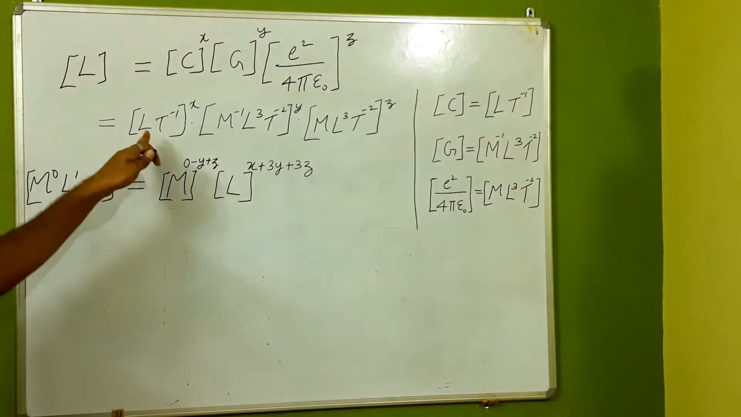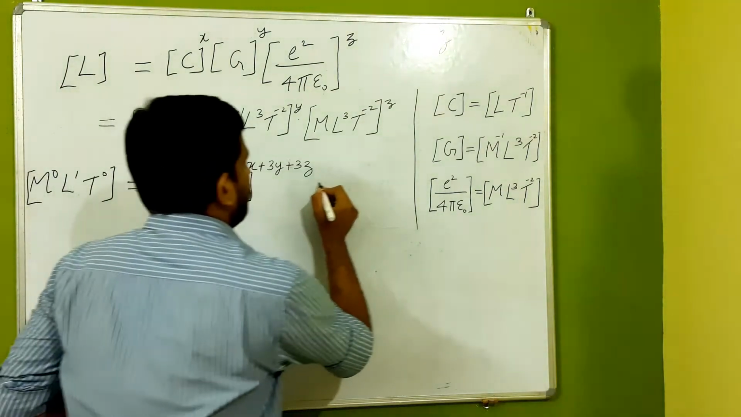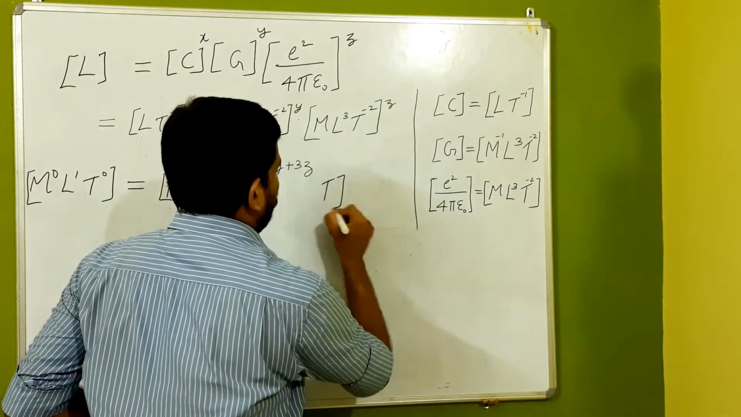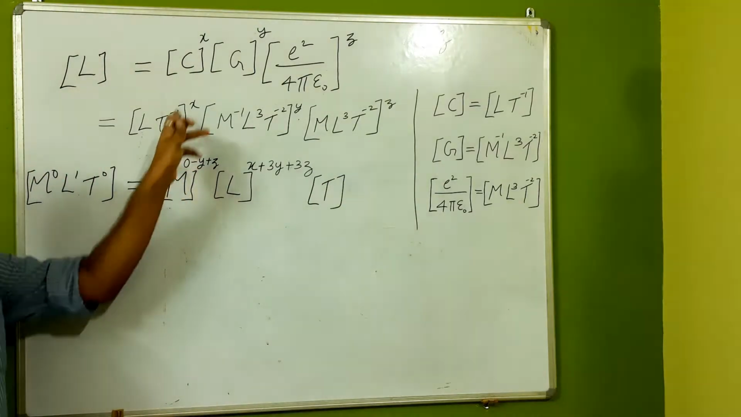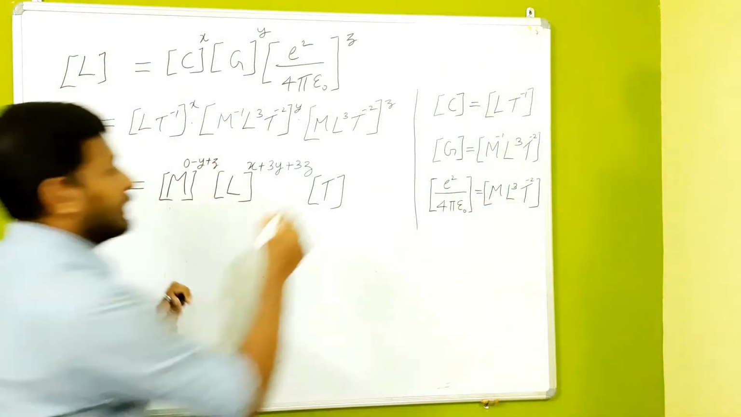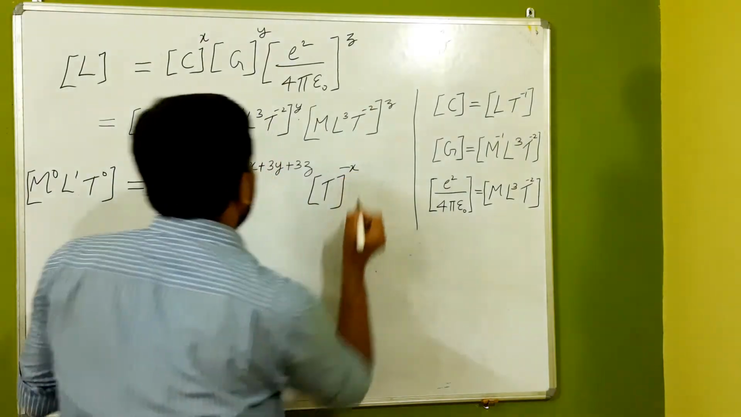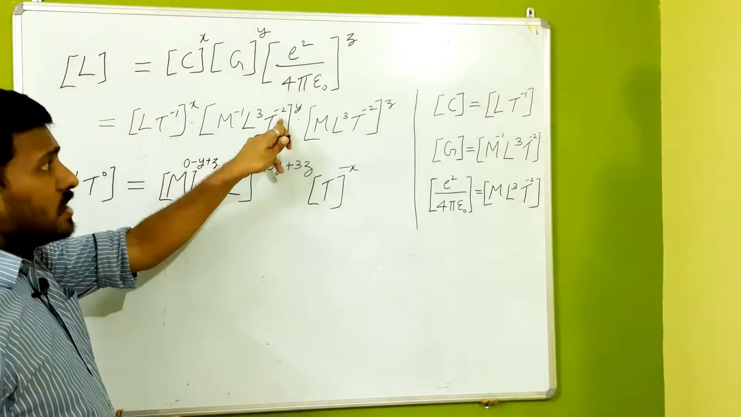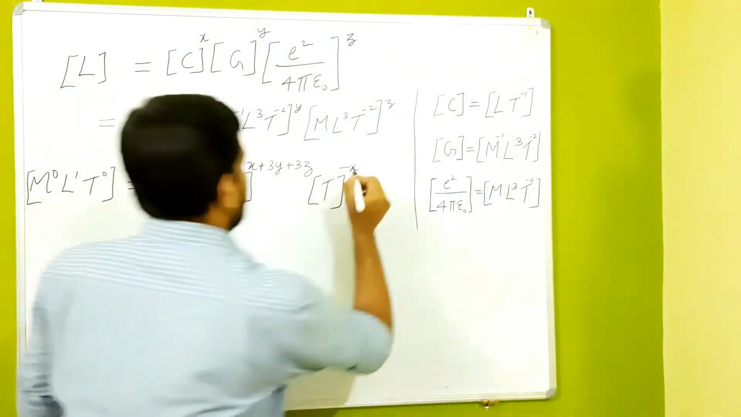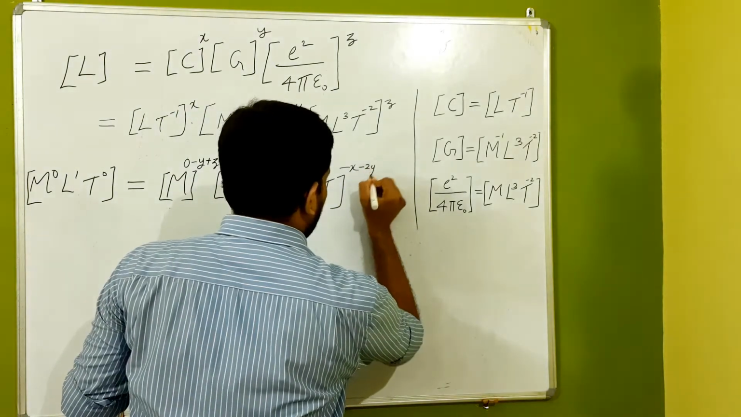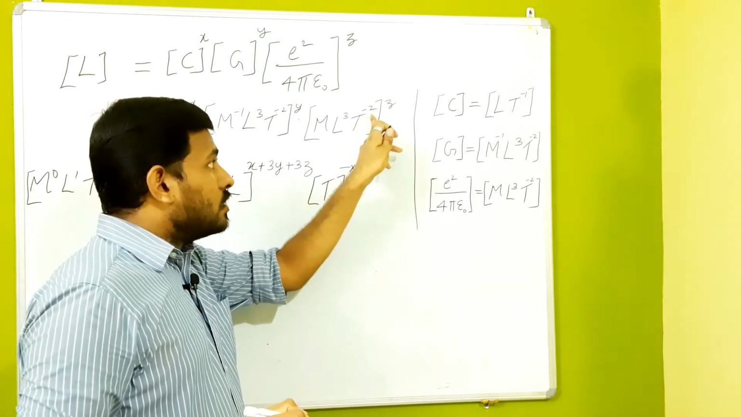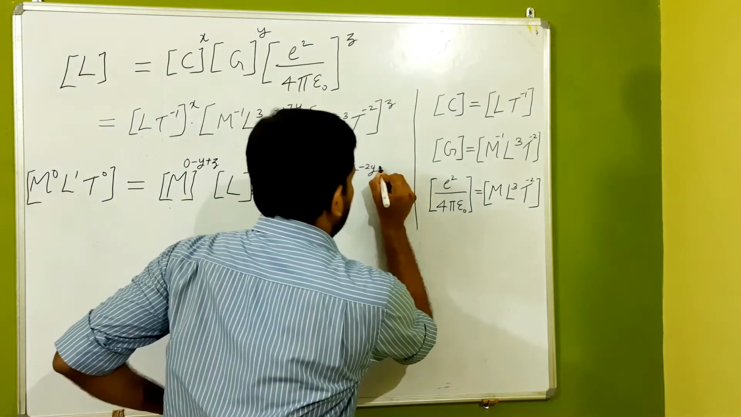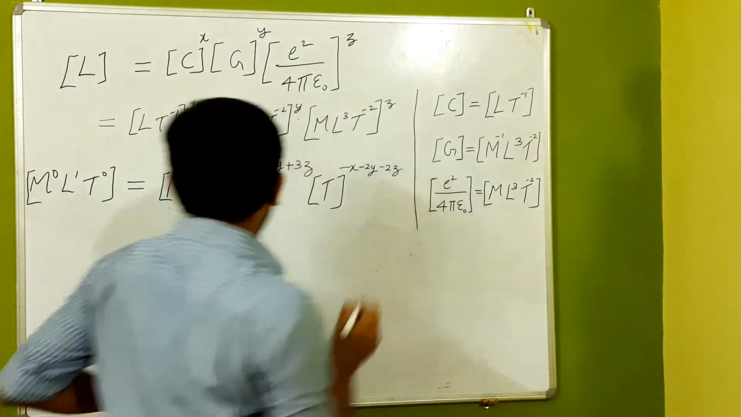The next term is time. For time we have minus 1 into x, that is minus x. Then minus 2 into y, that is minus 2y. Then from here we have minus 2 into z, that is minus 2z.